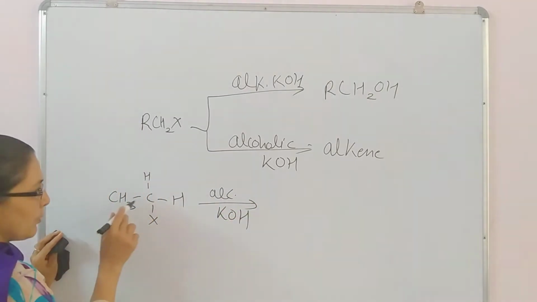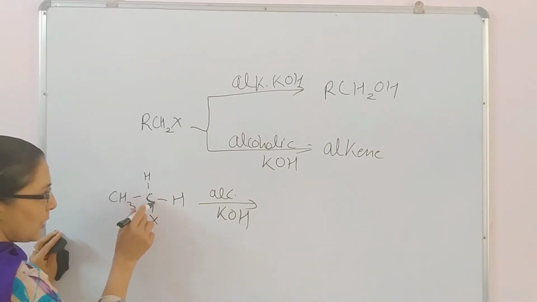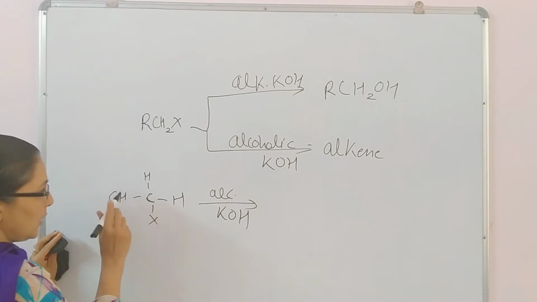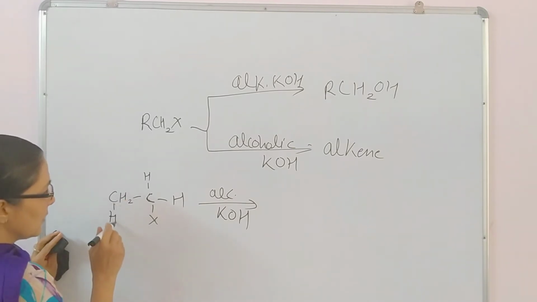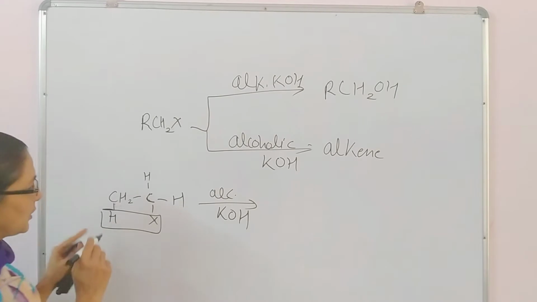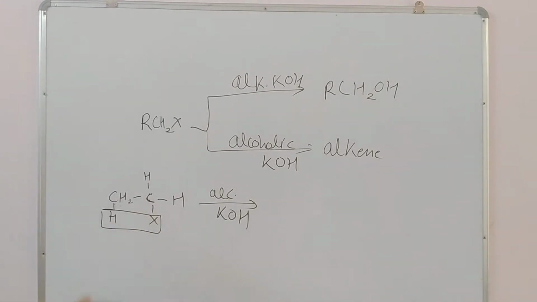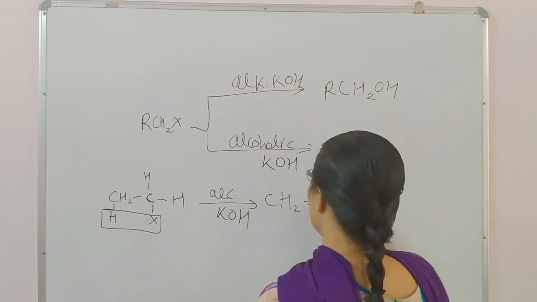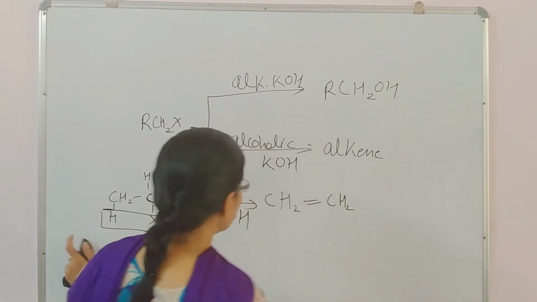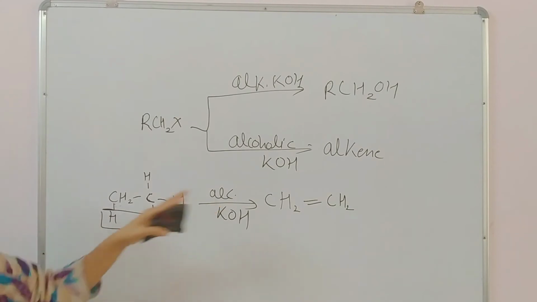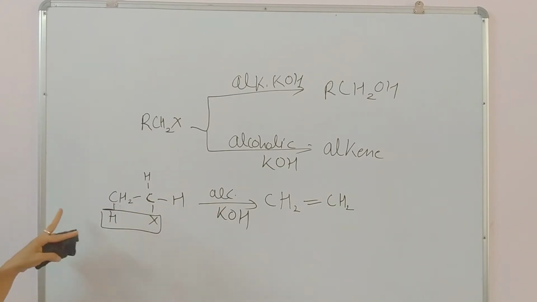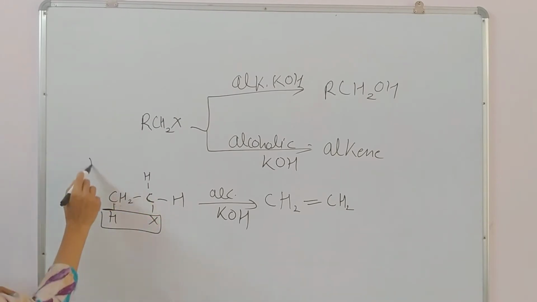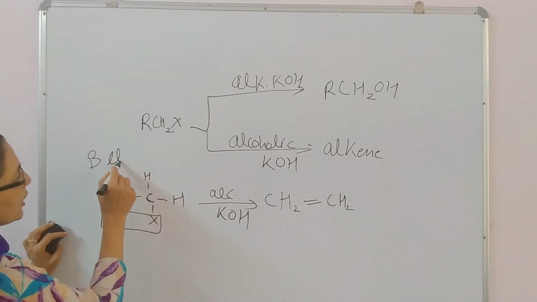Beta elimination. Beta elimination means the hydrogen on the carbon next to the carbon attached to the halogen will be removed. Okay. This hydrogen and this hydrogen will be removed. There will be formation of CH2 double bond CH2. Last year we studied this in the preparation of alkene. So here it is a beta elimination reaction.